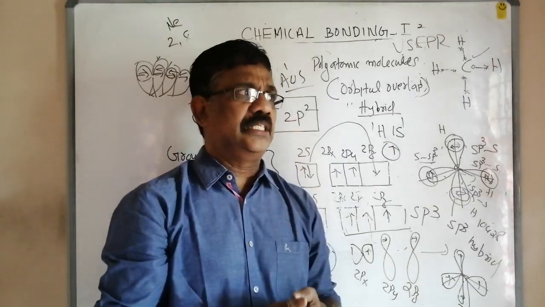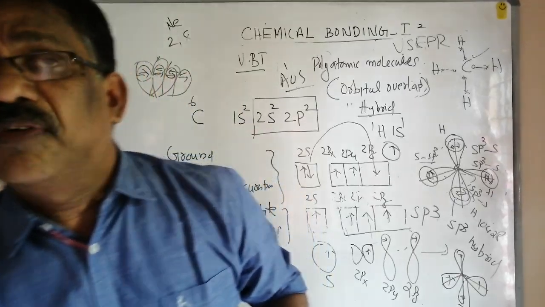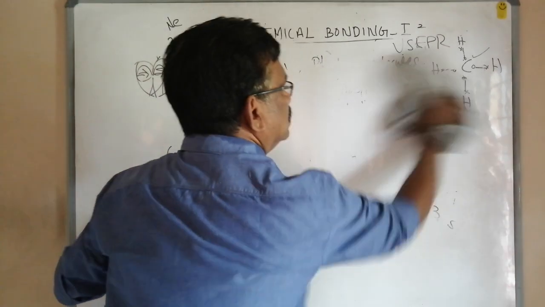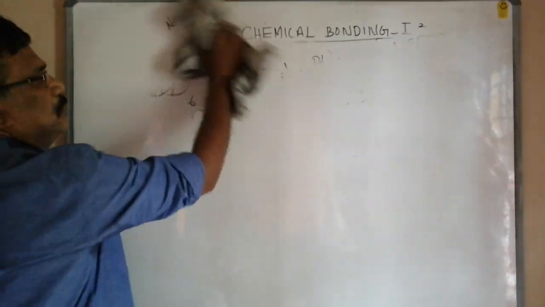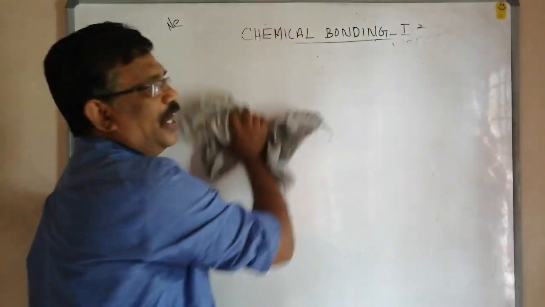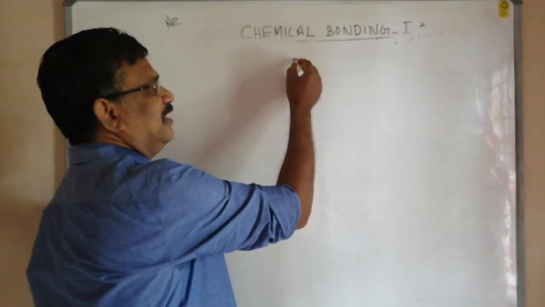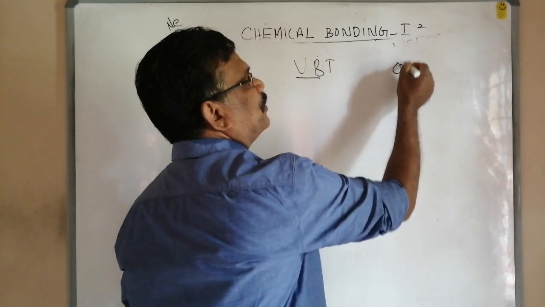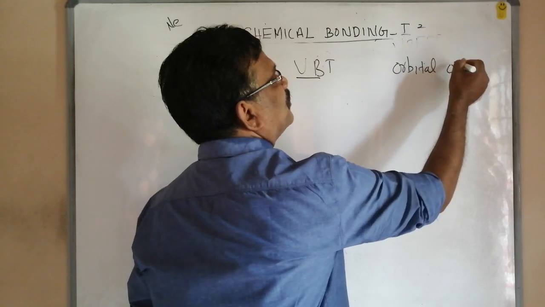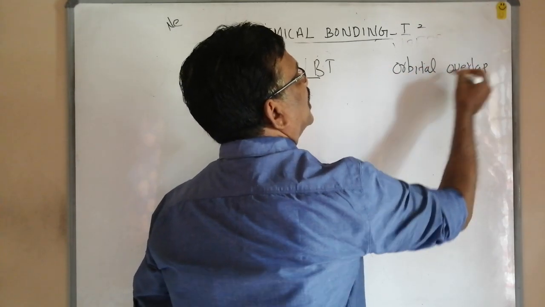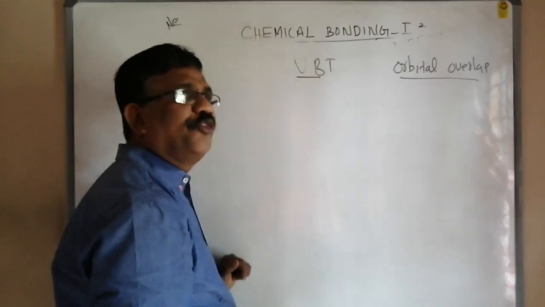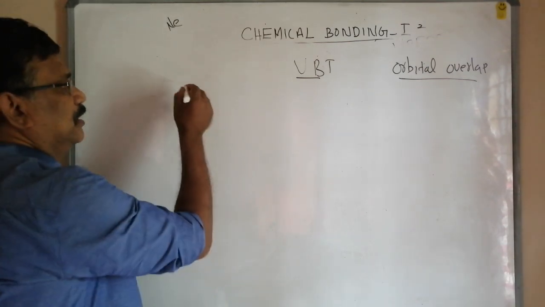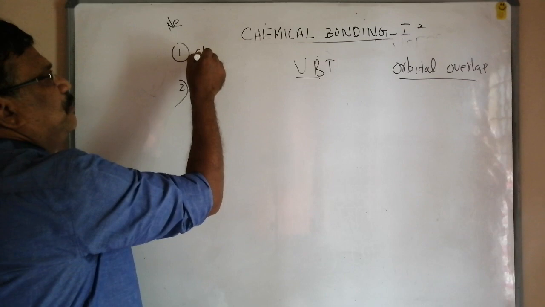We can discuss another hybridization taking a suitable example, BF3, boron trifluoride. So, valence bond theory, VBT again. Orbital overlap: two orbitals come closer and overlap together to form a covalent bond. A polyatomic molecule, boron trifluoride, the second molecule. First we discussed methane.